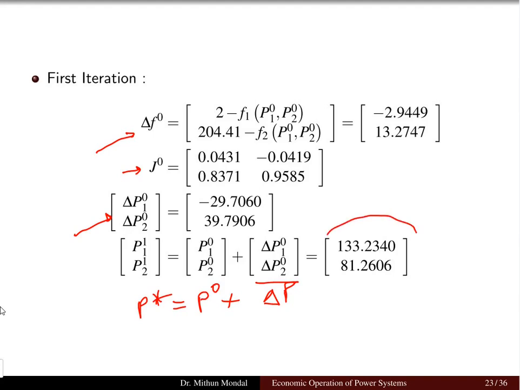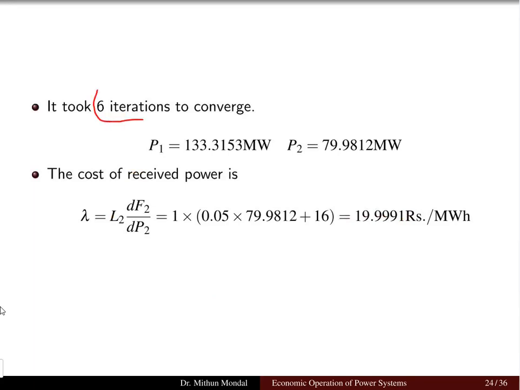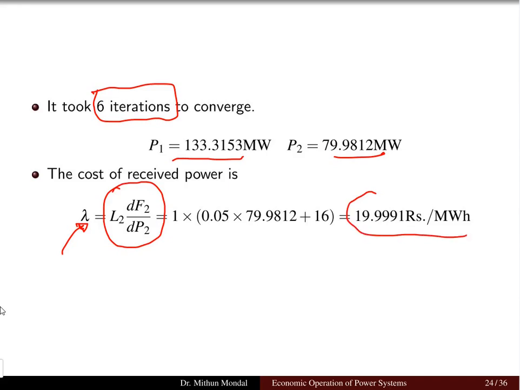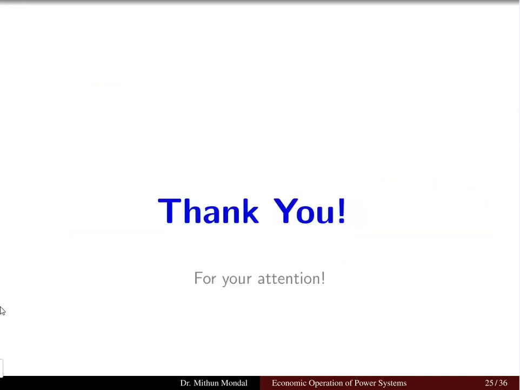Now these are the values we get after the first iteration. We can see that it took about 6 iterations to converge and get the values of P1 and P2, and the total fuel incremental cost we can find out from L2 dF2 by dP2, which comes to be 19.99, or approximately 20 rupees per megawatt hour. So this completes our discussion on the economic load dispatch problem.